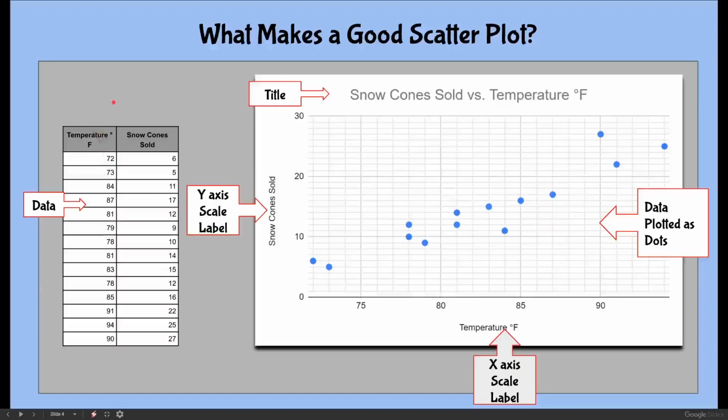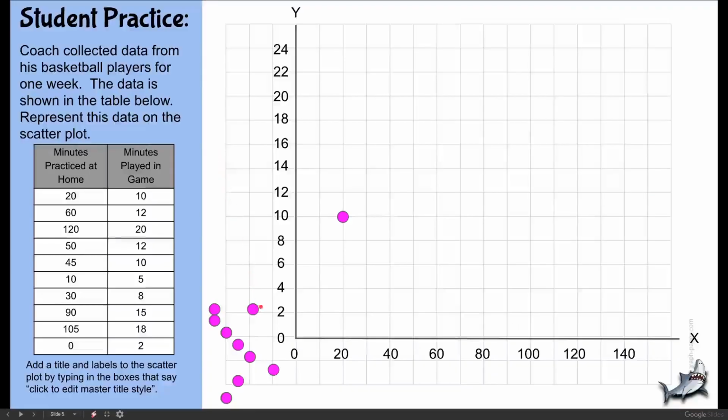This one's the X, this one's the Y, just like in the first quadrant. X was always in the first one and Y was always in the second one. Well, look, X is right here, and that's temperature, and that's going along the X axis. And Y, snow cones sold, is going along the Y axis. So that does not change from the first quadrant. On your copy that you're going to download, you will have this where you can make your own.